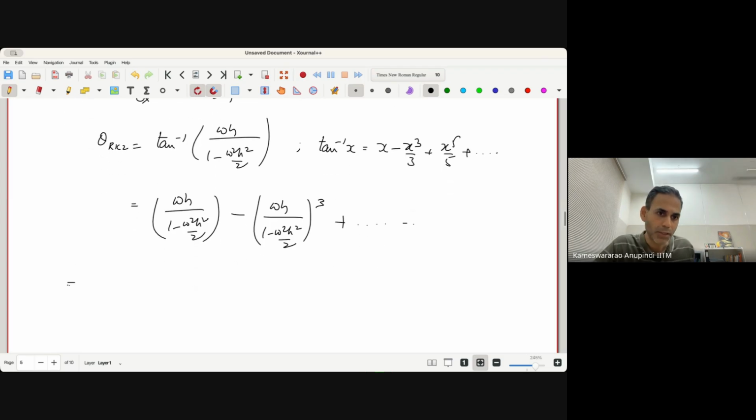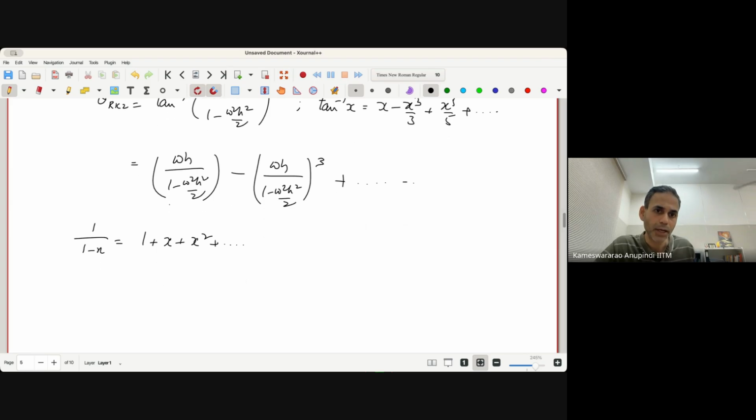In each of these terms, I can use another formula, which is for 1 by 1 minus x. We know that this is equal to 1 plus x plus x squared and so on. So wherever we get 1 by 1 minus omega squared h squared by 2 multiplied with omega h, I'm going to write 1 plus omega squared h squared by 2, that is my x, plus x squared, that is omega to the power 4 h to the power 4 by 2 squared, that is 4, and so on.